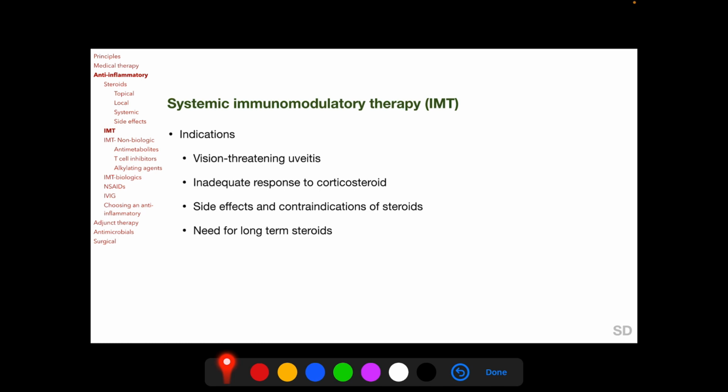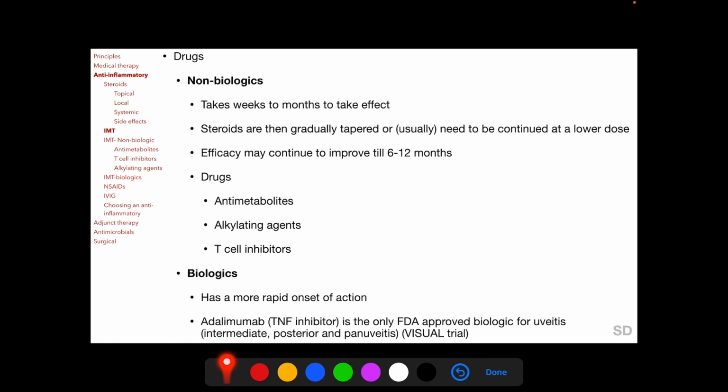Now after steroids, we come to steroid sparing systemic immunomodulatory therapy. And the indications of IMT are vision-threatening uveitis, inadequate response to corticosteroids, side effects and contraindications of steroids are present, or there is a need for long-term steroids. And among IMT, as we have mentioned before, we have non-biologics and biologics.